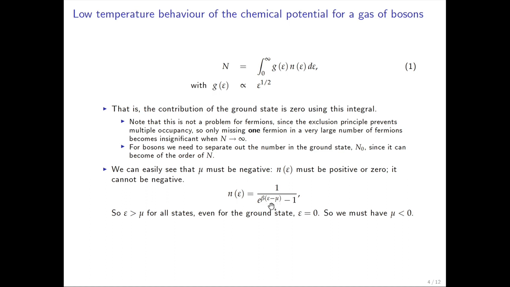Let me just explain it. If this quantity were negative, if epsilon were less than mu, this factor would be less than 1, and that can't happen because then that would make the denominator negative. So this has to be true even when epsilon equals 0 at the ground state. And if epsilon equals 0 and mu has to be less than that, mu has to be negative, even for the ground state. So we'll use this Bose-Einstein distribution to find an approximate expression for mu at low temperatures.